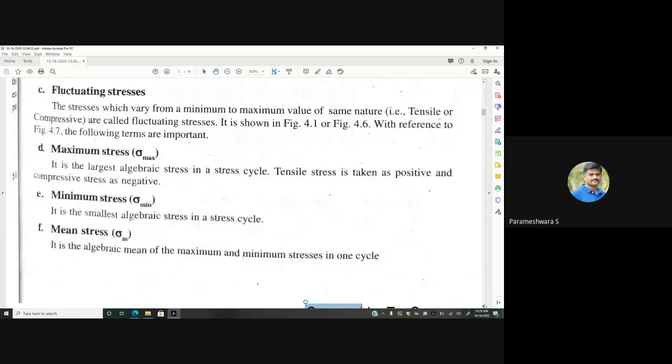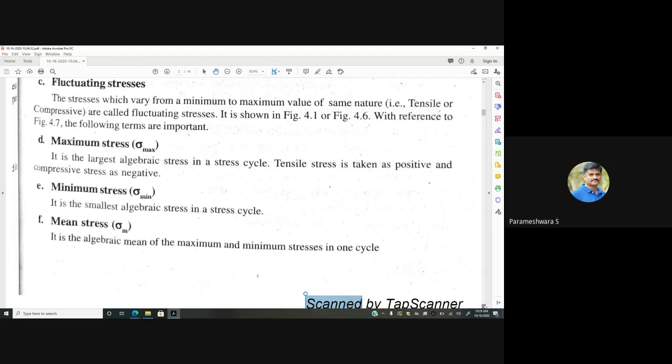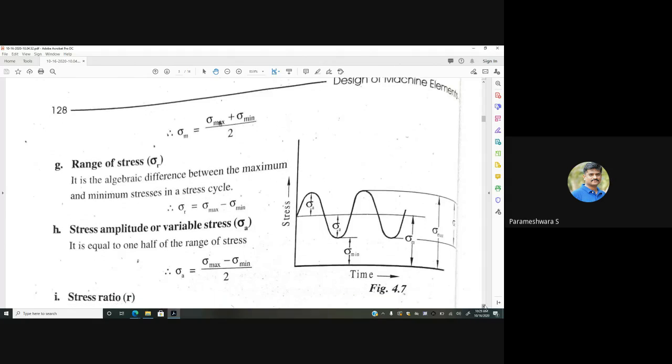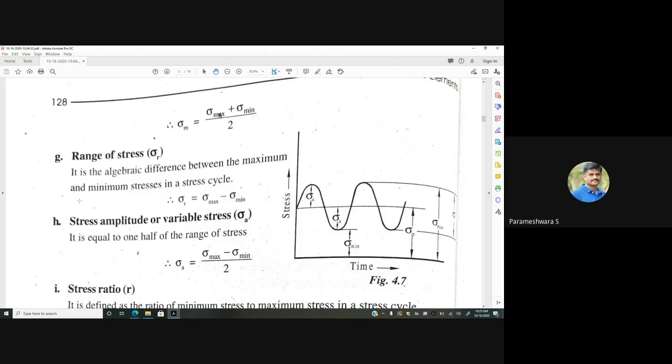Then the mean stress. Mean stress is the algebraic mean of the maximum and minimum stresses in one cycle. So it is the average of maximum and minimum stresses in one cycle. It is given by sigma mean is equal to sigma max plus sigma minimum by 2. Then range of stress. It is the algebraic difference between maximum and minimum stresses, that is sigma max minus sigma minimum.